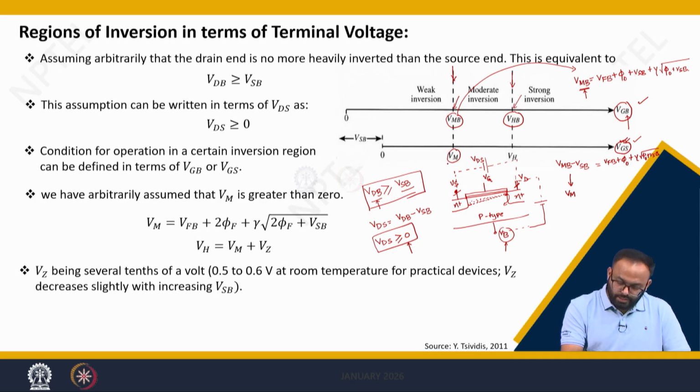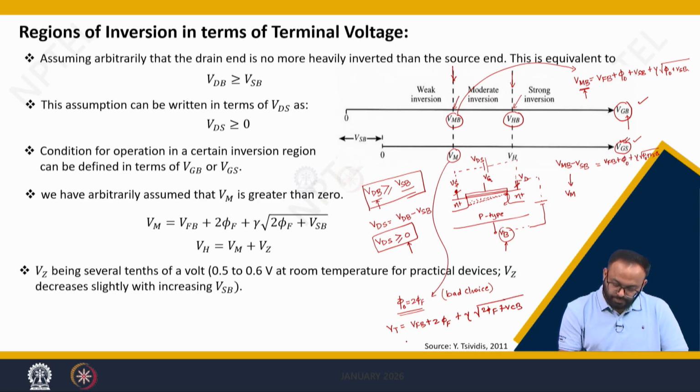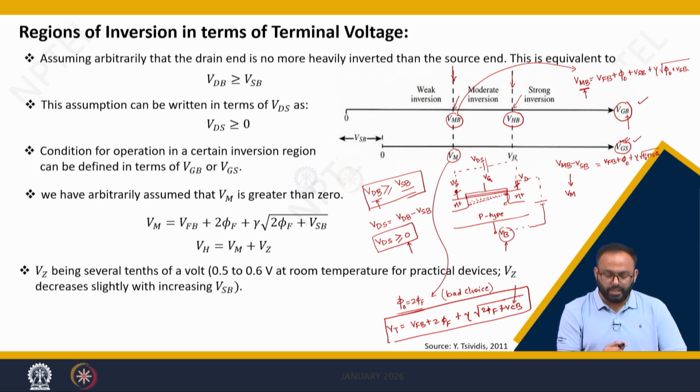In general, we considered Vm as a threshold value with phi naught equal to 2 phi f. Though we have already discussed that this is a bad choice, in a first hand calculation we can consider Vm as Vt, considering the potential as 2 phi f, where we have already derived this equation as Vt equals V flat band voltage plus 2 phi f plus gamma times the square root of 2 phi f plus Vcb, and that is what we said: my threshold voltage is a function of Vcb. We have already discussed that so far.